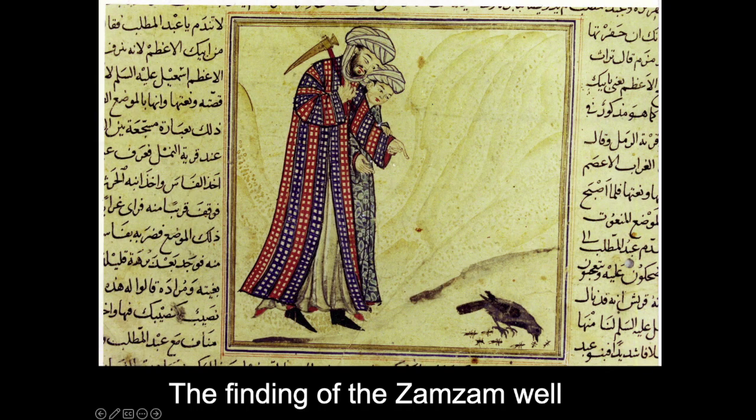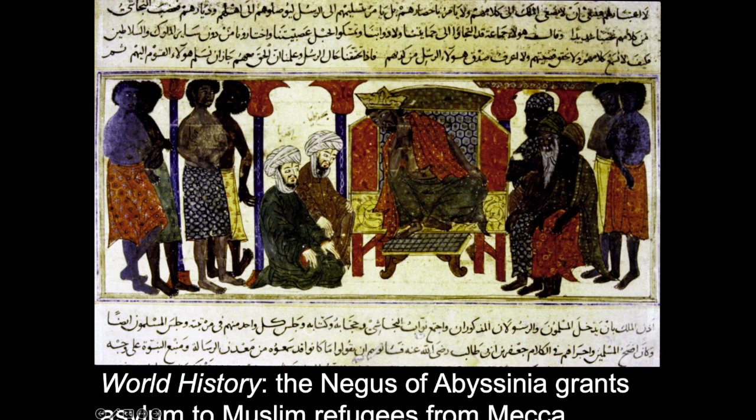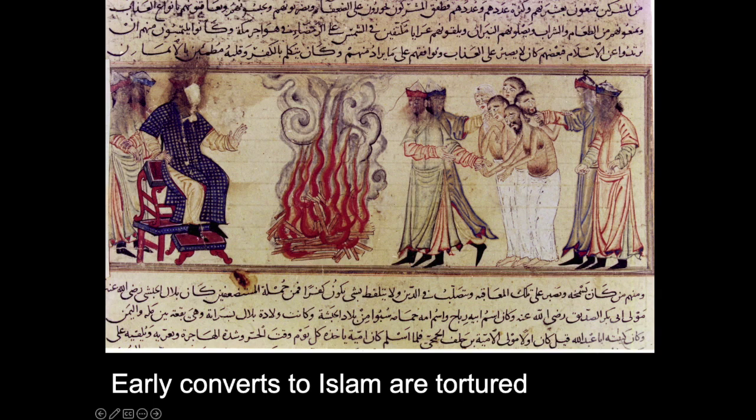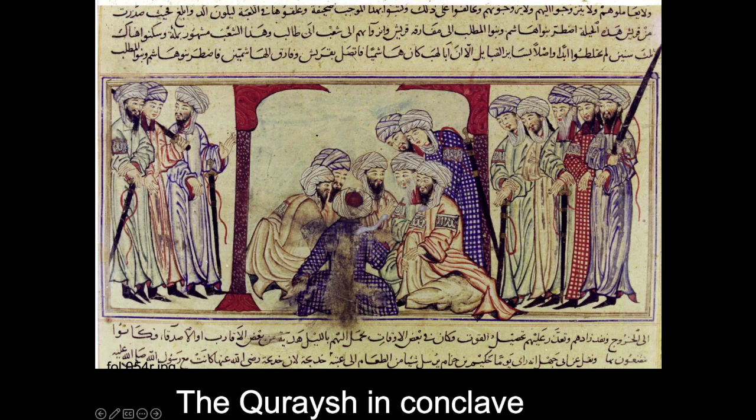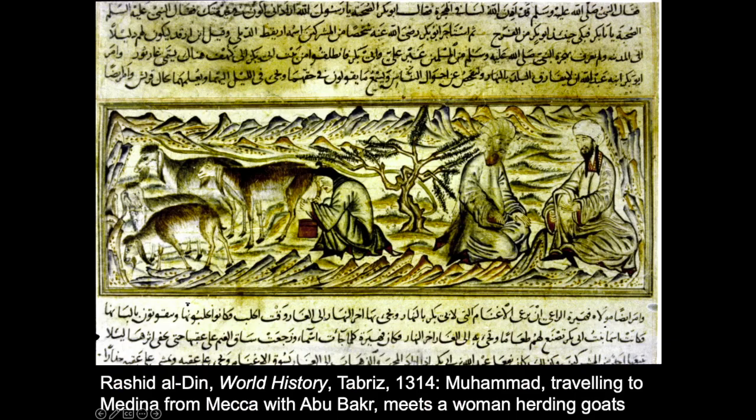The finding of the Zemzem well, the negus of the Abyssinians protecting Muslim asylum seekers, the torture of early Muslim converts, the Quraysh in whispering conclave, and, as you've seen, Muhammad carrying the black stone. And finally, Muhammad with Abu Bakr and a herdswoman.